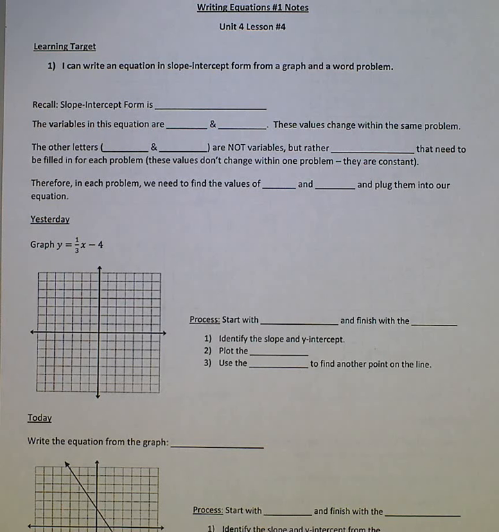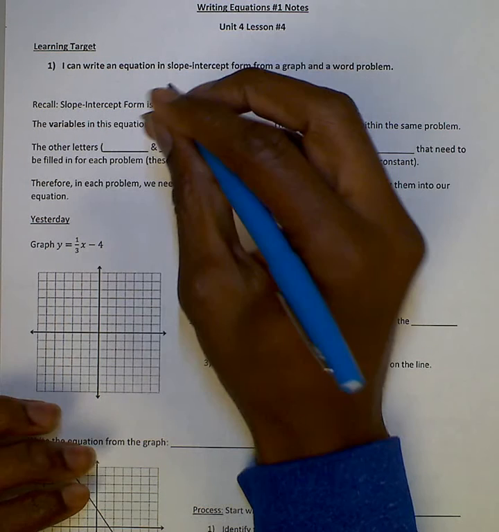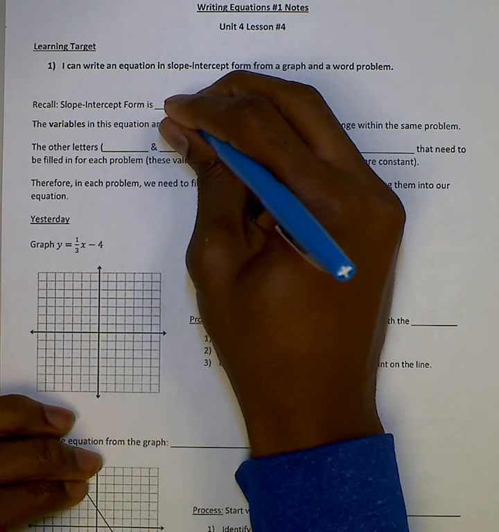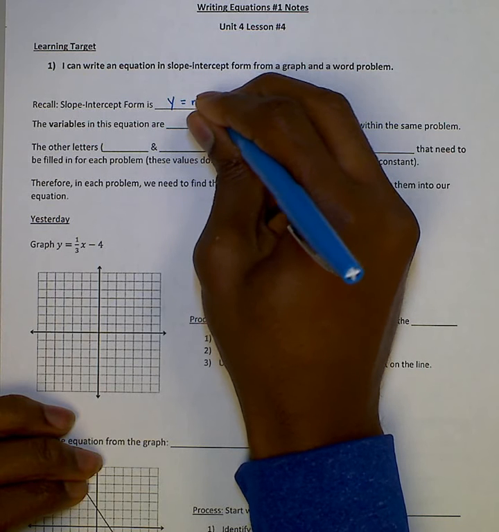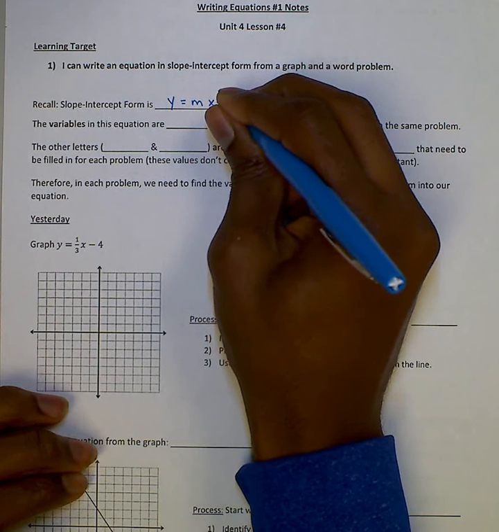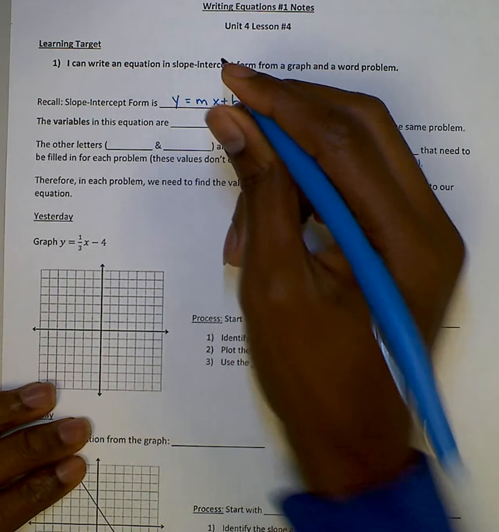Today we're going to continue with slope-intercept form. At the end of this video, you should be able to write an equation in slope-intercept form from a graph and a word problem. Recall that slope-intercept form is y equals mx plus b, where m is the slope and b is our y-intercept.